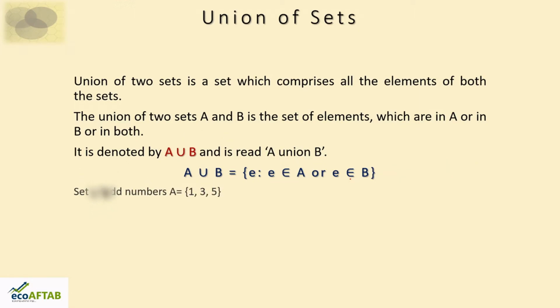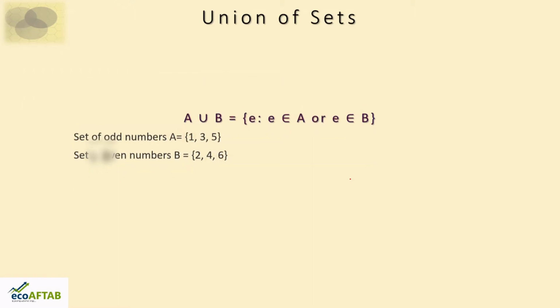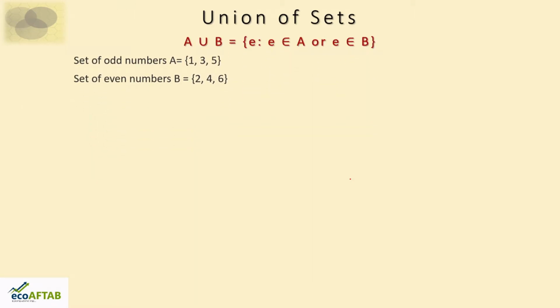Set A of odd numbers is 1, 3, 5. One more set, set B of even numbers, is 2, 4, 6. Now what will happen to A union B? We are taking all the elements of A and all the elements of B and bringing them together. You can see here how we are going to solve this A union B for the set of odd numbers and the set of even numbers.